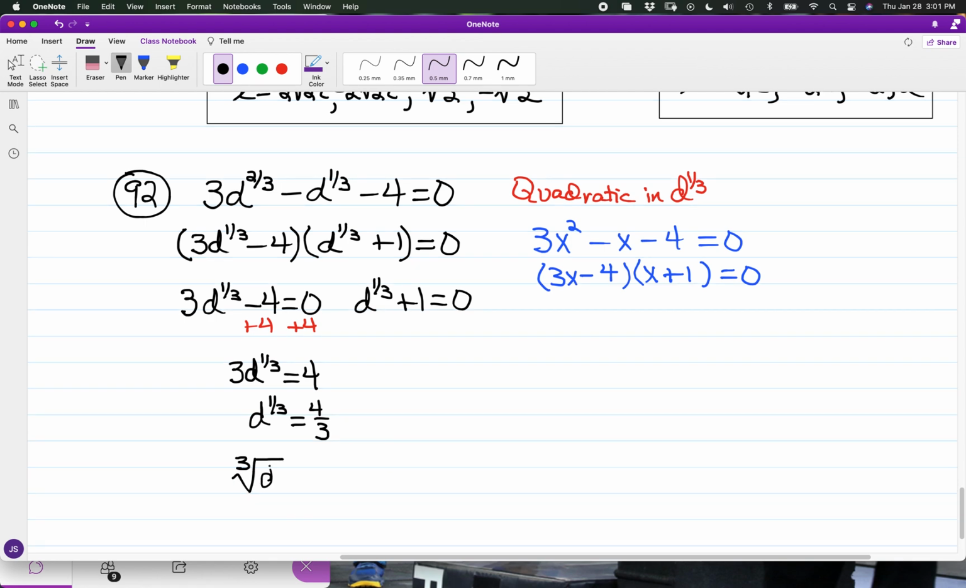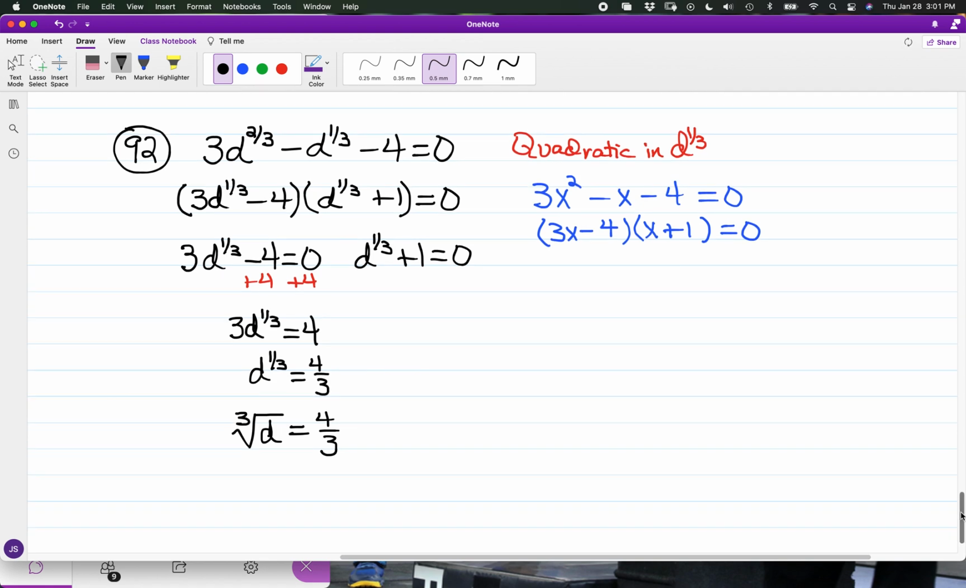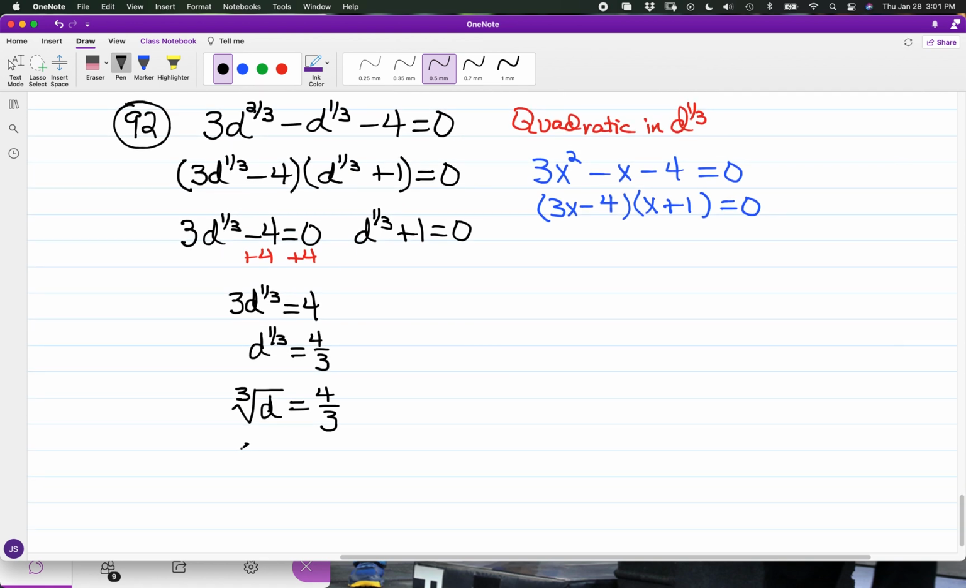Now for d to the 1/3, if I translate from exponent to radical, d to the 1/3 is going to be the cubic root of d. And we have that the cubic root of d is equal to 4/3. If I take the cube of both sides in order to translate from the cubic root of d to d itself, the cubic root of d cubed will become d, and 4/3 cubed, 4/3 times itself three times, will be 64 over 27.